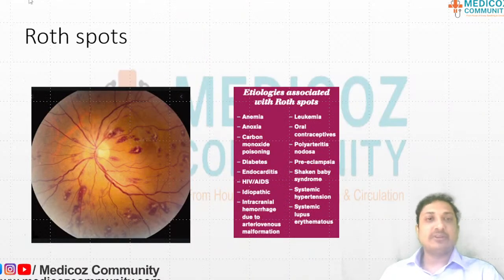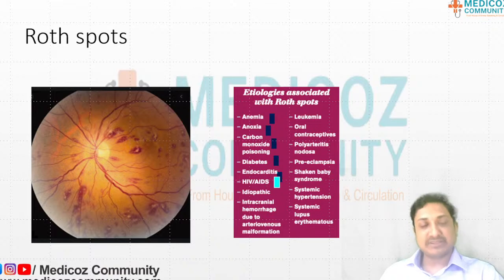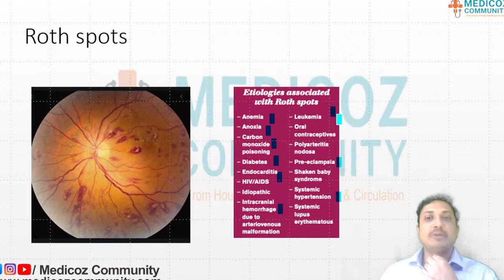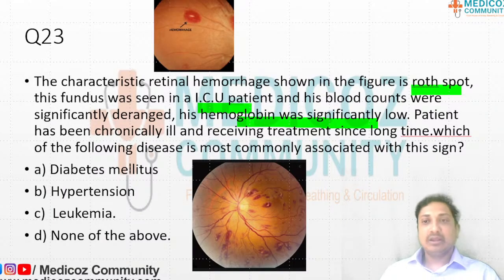So what are the differential diagnoses when you see a Roth spot? You can see them in anemic patients, in anoxia, carbon monoxide poisoning, diabetes, endocarditis patients. You can also see them sometimes in HIV patients or where hemoglobin is very low due to intracranial hemorrhage or preeclampsia or systemic hypertension patients and leukemia patients. So coming back to the question, which of the following diseases is most commonly associated with this sign? The most commonly associated disease is leukemia.